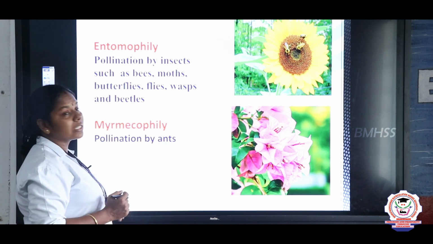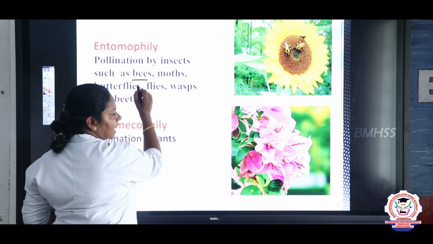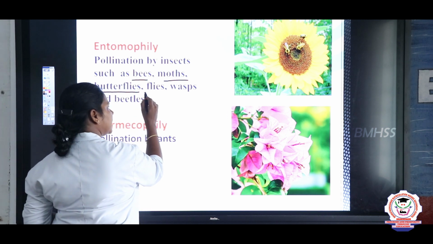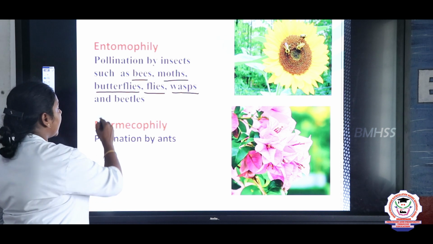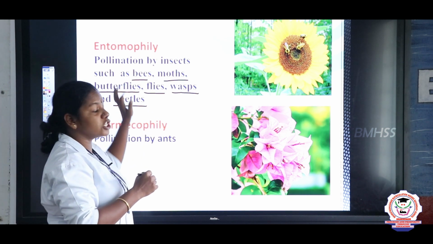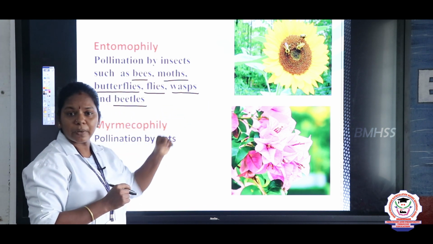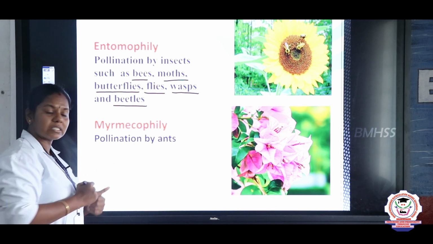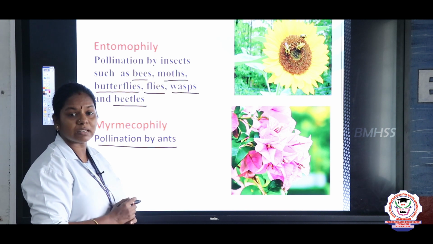And what are the insects that pollinate the flowers? The bees, moths, butterflies, and many other flies, wasps, and beetles all come under entomophily, which help in the pollination. And myrmecophily is pollination by ants. Pollination by ants is myrmecophily.